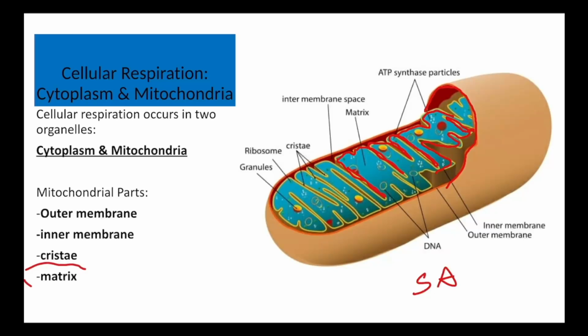And then the matrix is also important, and that's this space in the very center of the cristae. In between the inner space of the inner membrane is the area that we're talking about. There is a space between the inner membrane and the outer membrane, and they call that the inner membrane space.